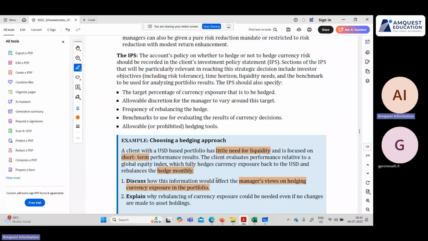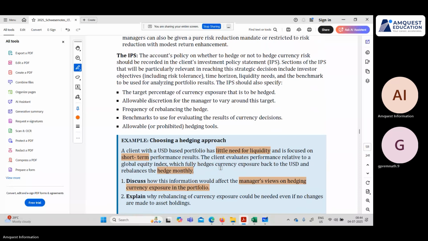No, look at this. It says it's focused on the short-term performance results, right? He can't completely leave it. He can only take advantage of the short term. So I'm saying, when he's focused on short-term results, and we know that in the short term the currency can go up or down, right? So it is important that he takes at least some decision.